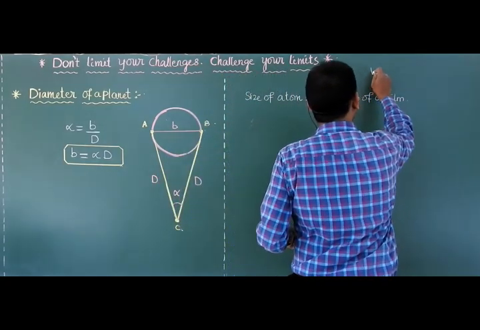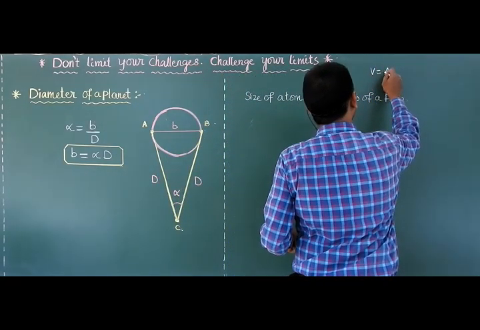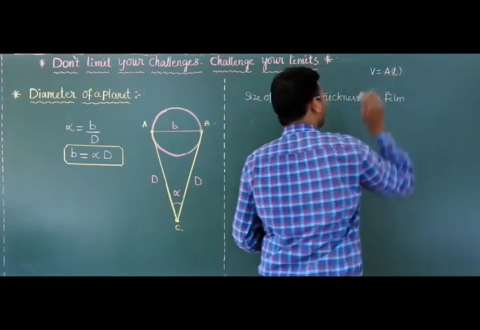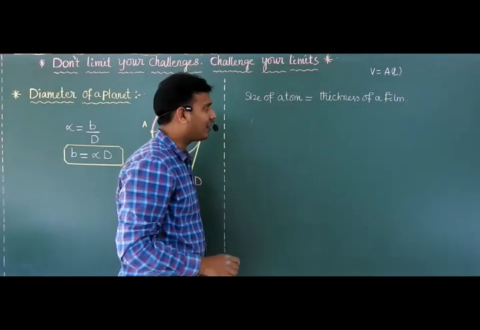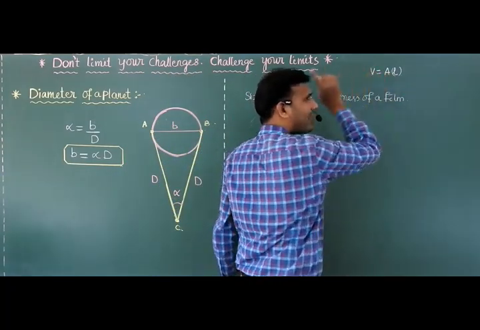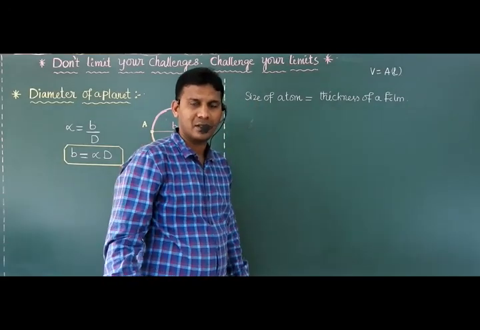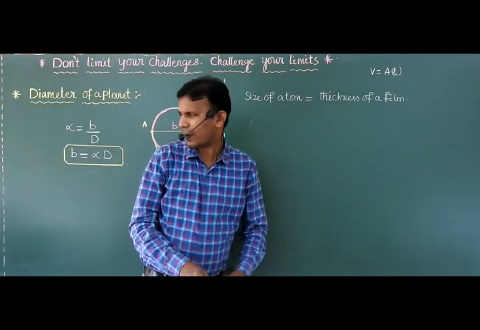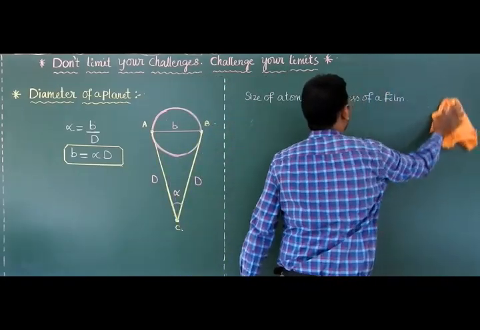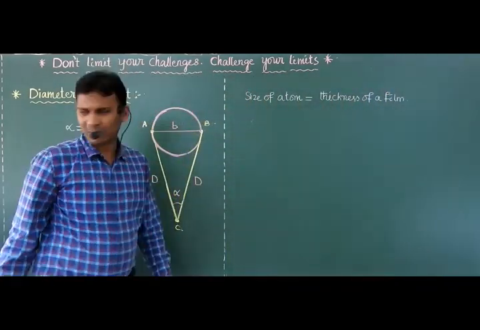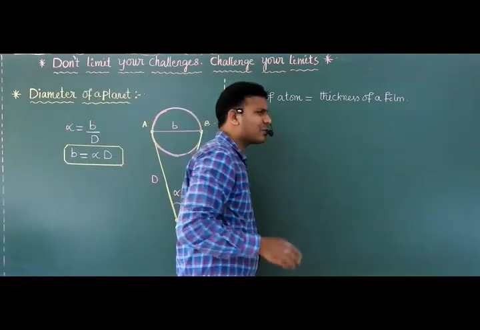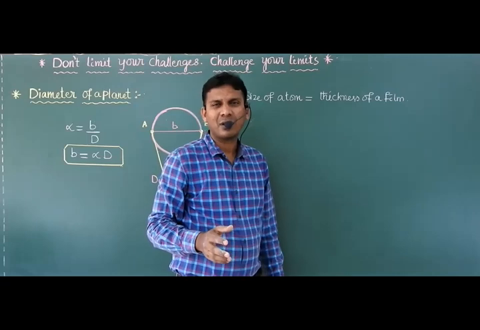Volume is equal to area into length, or here they consider L as the thickness. Then this thickness is equal to volume divided by area. That's it. Apart from this, we don't want more than this. So the size of an atom is equal to the thickness of a film. If you have any doubt regarding this, you just refer to your textbook.